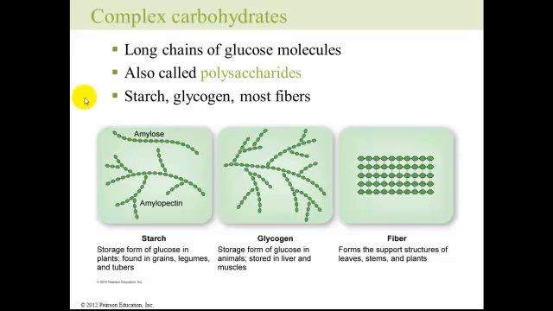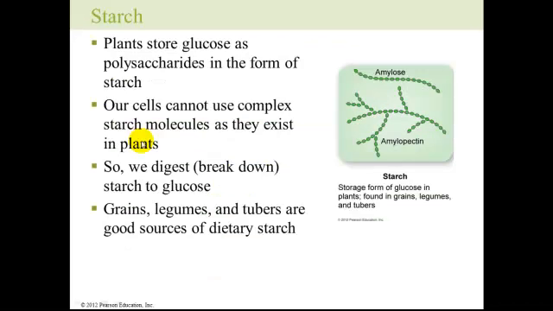There is something called amylose. There's also amylopectin, depending on the complexity. Each of these little green areas here represents a glucose molecule. The cells that we have in our body cannot use these complex polysaccharides, so they need to be broken down, and that's the process of digestion, which we'll talk about next.